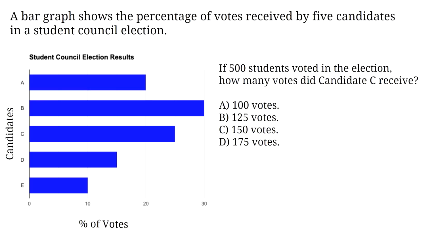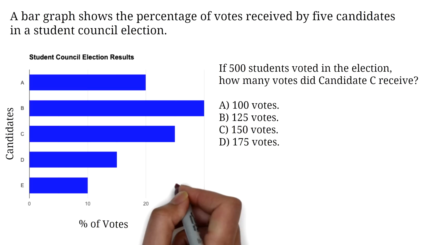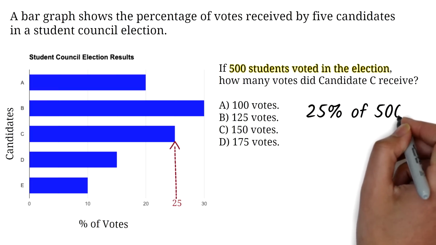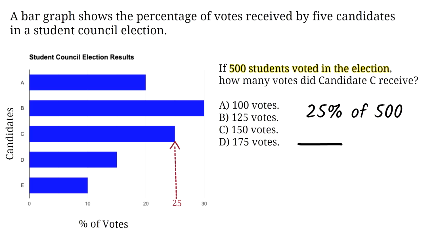Questions that deal with graphs and percentages are common on the GED. To solve it, we need to first know the percentage of votes candidate C got. From the graph, we can see that candidate C got 25% of the vote. If the total votes cast is 500, then all we need to do to find candidate C's votes is to find 25% of 500. 25% is the same as 25 over 100.